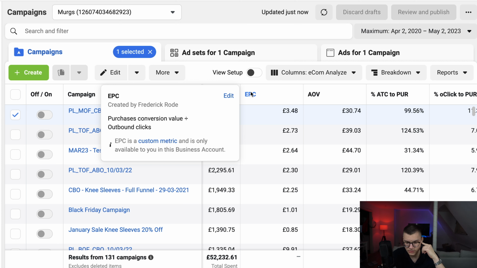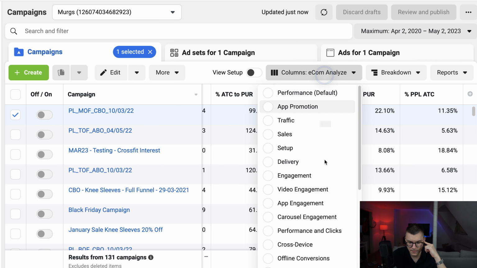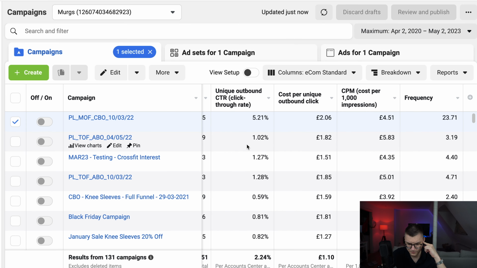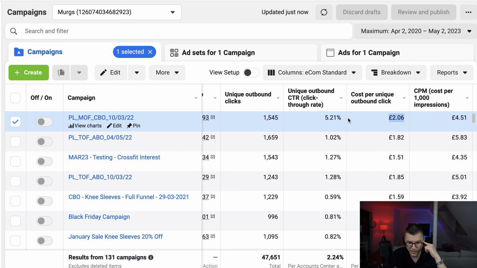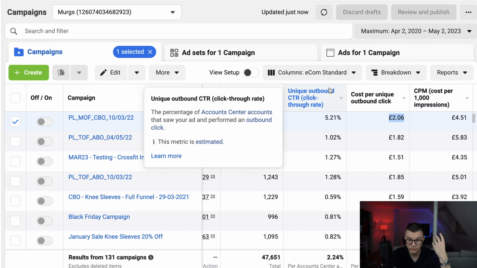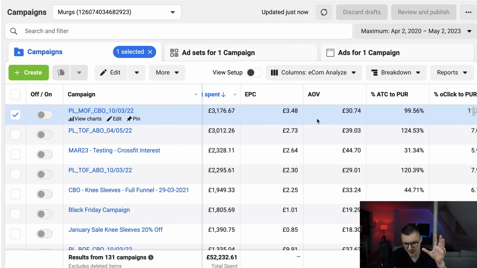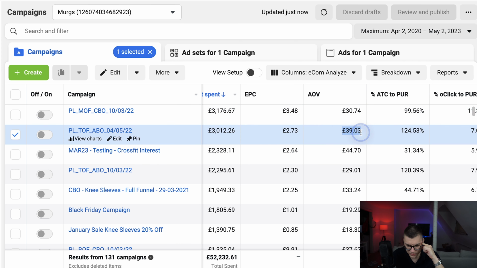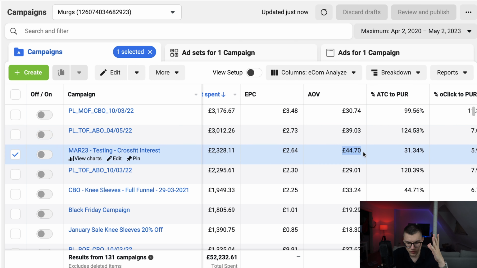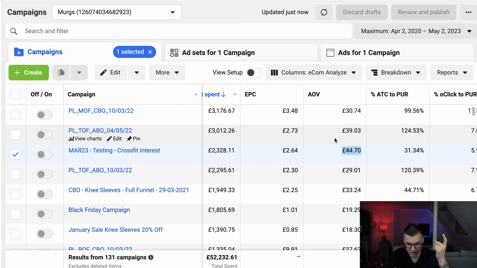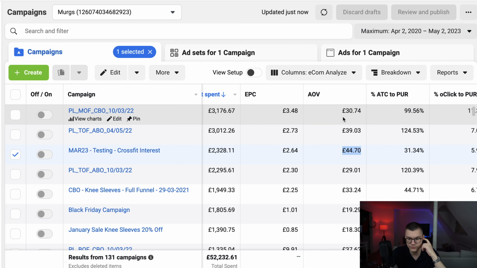In this case it's £3.48. So if somebody clicks from this campaign, I know that I'm basically paying £2.06, and I'm making £3.46 back. So now I'm in the greens. First of all, is this number greater than my CPC? Then AOV: you can see, for example, on this store, this one has a £30 AOV and this one has a 39 and 44. Those are huge differences. If I would analyze my ads, I would dive deep into these particular campaigns and analyze why these ones have such a difference between the AOVs.